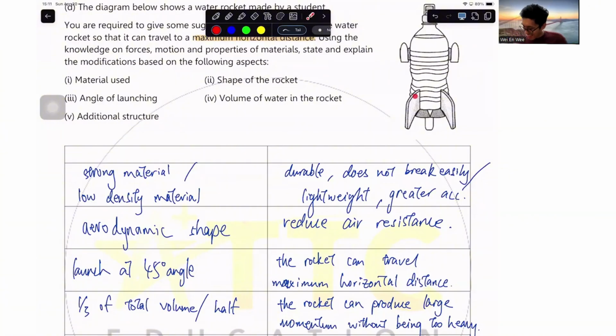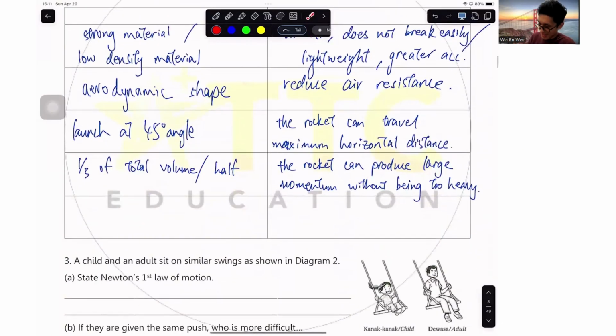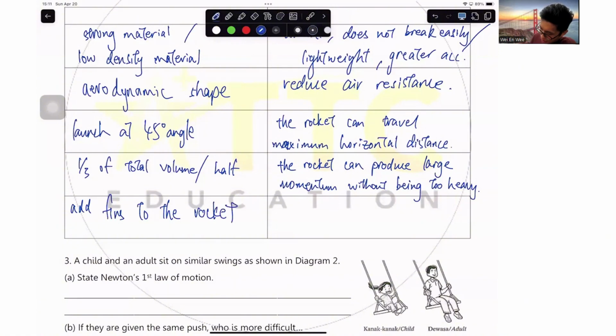Okay, what are these things called? These things. Like the fish, they have this thing also. Correct. These are the fins. Okay, these are fins. Add fins to the rocket. Do you know what the fins are for? Like, what are the fins on the fish for? They're actually the same purpose, you know? Why the fish need to have fins and why the rocket need to have fins also.